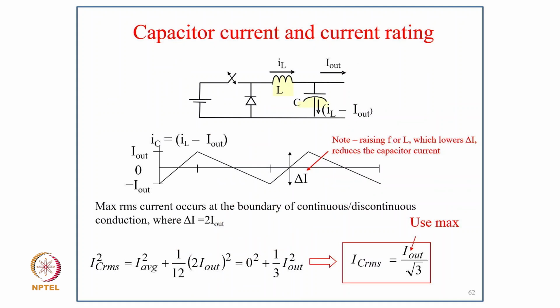Now coming to capacitor current and capacitor rating. We have a capacitor current IL minus I out, the ripple current, and you can see its average is of course 0, as in the typical waveform. The maximum RMS current is at the boundary of continuous conduction, delta I equal to 2 I out. So I C RMS square equals I average square plus 1 by 12 (2 I out) square, or 0 square plus 1 by 3 I out square, or I C RMS equals I out upon root 3.